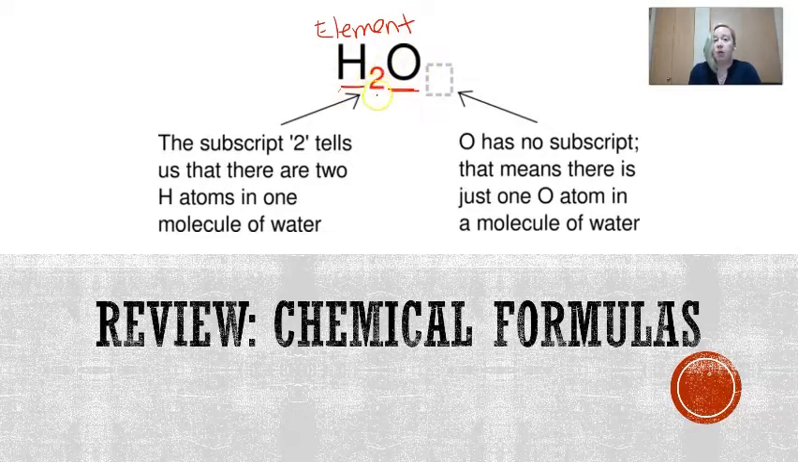Subscripts refer to the number of atoms of a specific element, and they come after the element they refer to. So in this case, this 2 tells us that there are 2 hydrogen atoms in this molecule. Notice that there is not a subscript after the oxygen. That means that there is just one atom of oxygen in the molecule of water. We do not have to write the 1 because it is implied. So that's why the formula for water is H2O, and it is made up of 2 hydrogens and 1 oxygen.